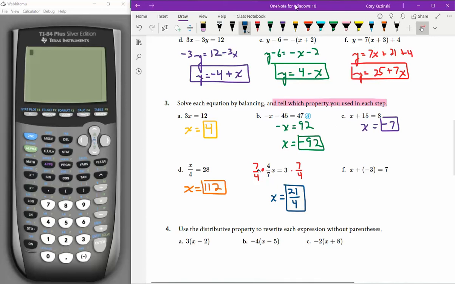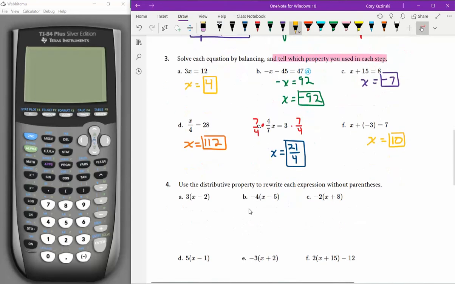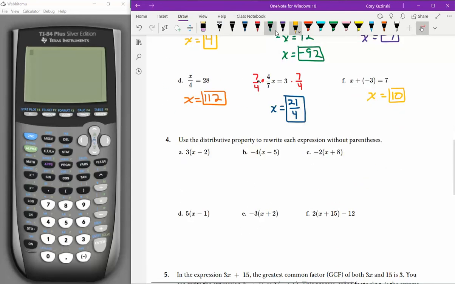And on this one, let's just add 3 to both sides using the addition property of equality, and we get 10. Distributive property. Here we go. Let's rock these out. You know, we really did tougher problems than this already using the distributive property.